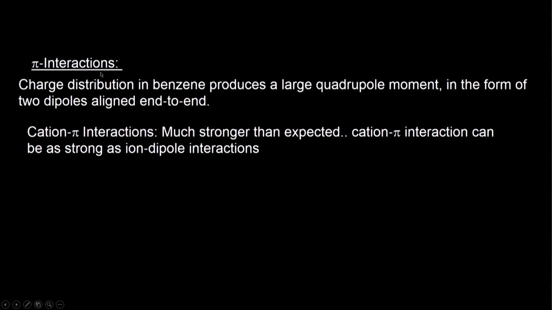Then we have the pi interactions. This is with benzene rings. Now, you can have two benzene rings. Charge distribution in benzene produces a large quadrupole moment in the form of two dipoles aligned end to end. So, we can have cation pi interactions. This is much stronger. Cation pi interactions can be as strong as ion dipole interactions.